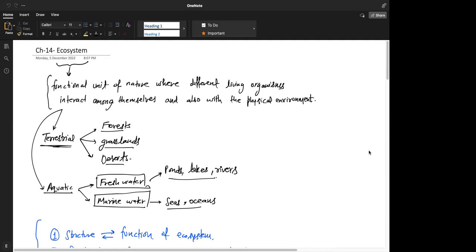So we started the chapter ecosystem. We learned what exactly an ecosystem is. It is a functional unit of nature where different living organisms interact among themselves and also with the physical environment. So we learned about the different types of ecosystems. Some are terrestrial ecosystems, with examples such as forests, grasslands, and deserts. And aquatic ecosystems, with examples such as ponds, lakes, seas, and oceans.